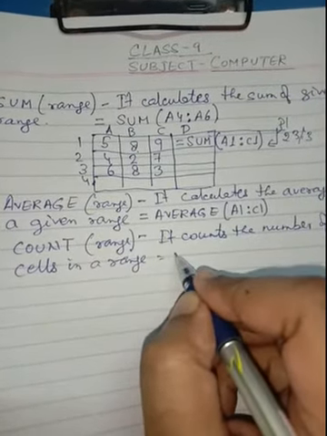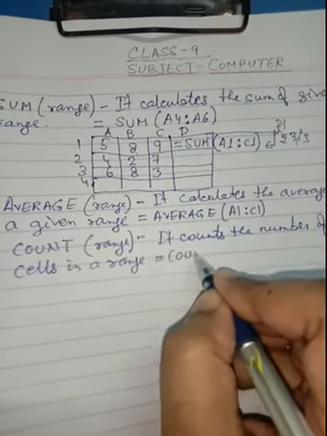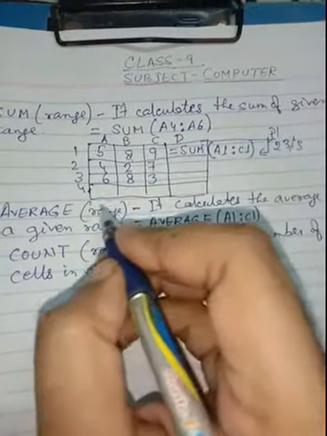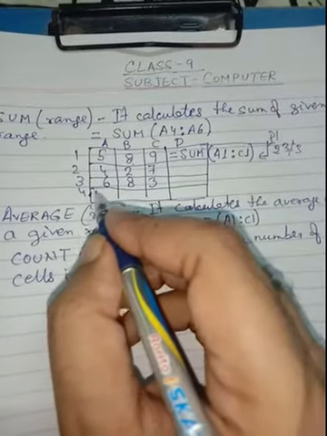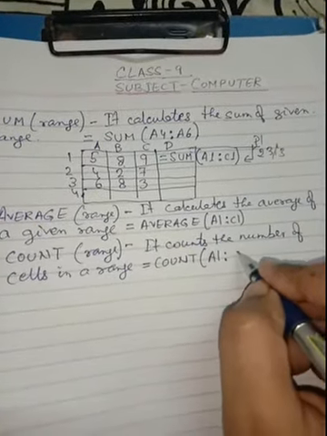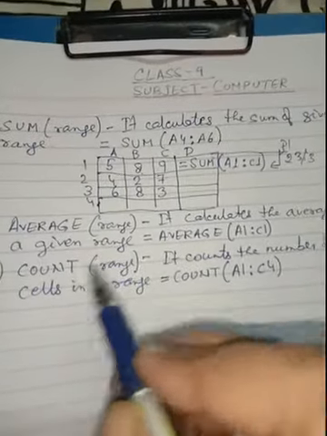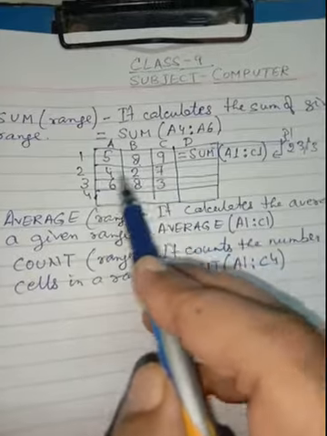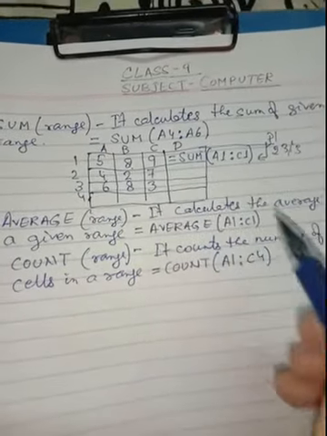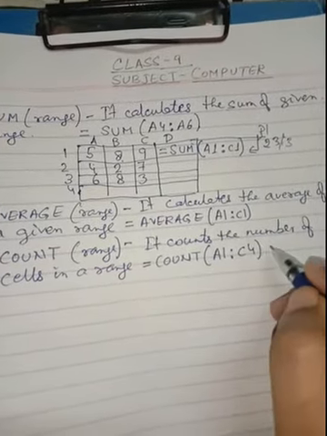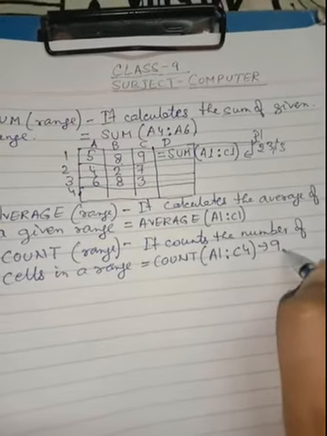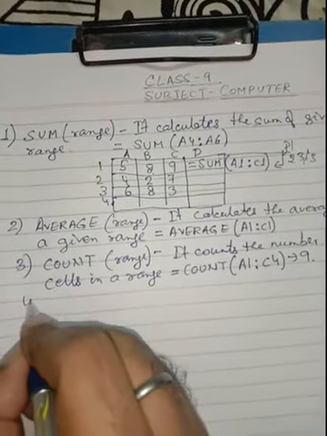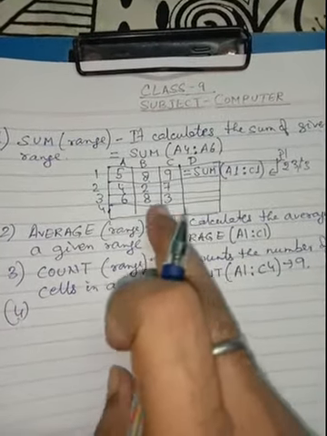Example is equal to count, then from A1 to, suppose I have written over here C4, from A1 to C4. So what will be the output of this? First value, second, third, fourth, fifth, sixth, seventh, eighth, 9. So the output will be 9 over here. So this is the count. What does the count do? It counts the number of cells in a range.